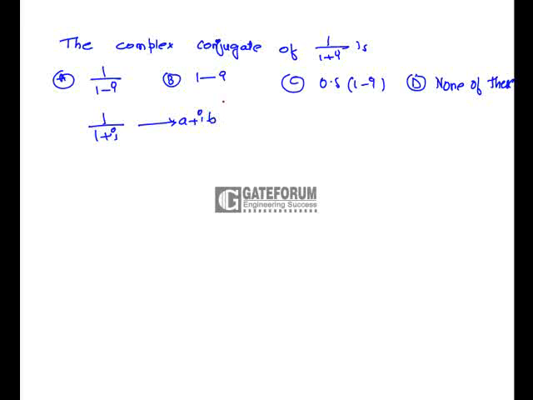In order to convert this into a plus ib form, we have to rationalize. So we'll rationalize the denominator. Its rationalizing factor is 1 minus i. So we'll multiply and divide the given complex number by 1 minus i. So 1 into 1 minus i is 1 minus i by 1 plus.